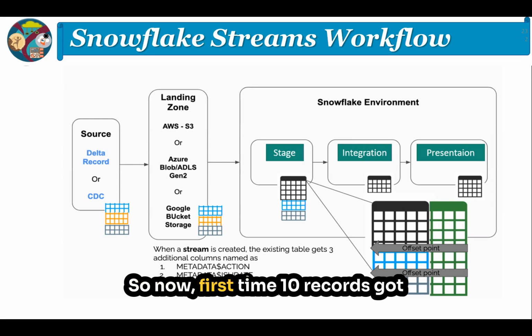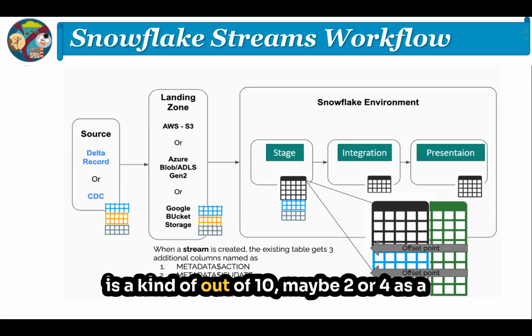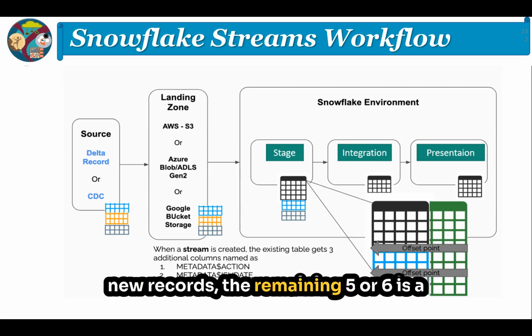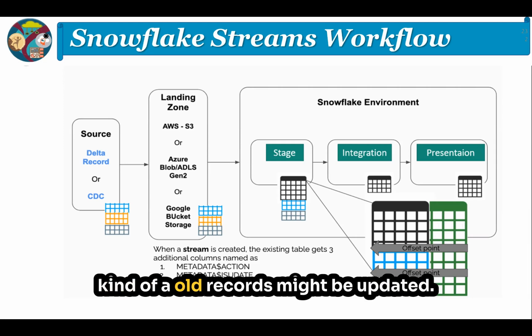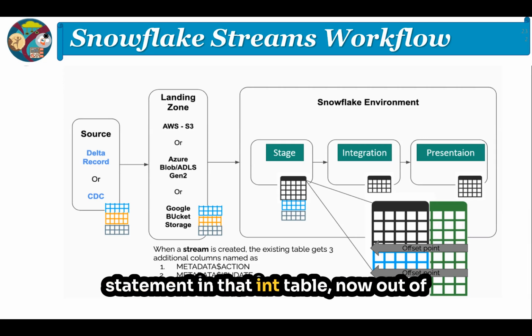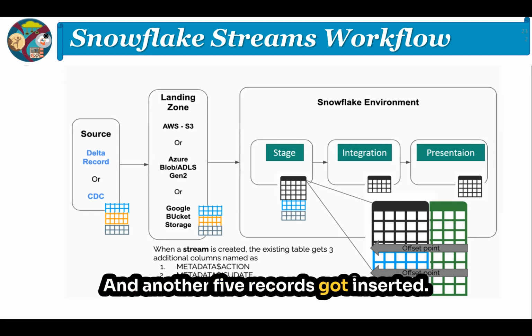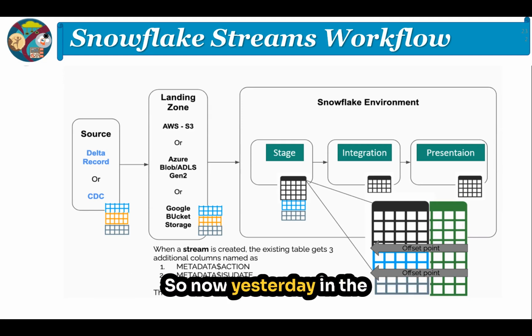So the first time, 10 records got inserted. The next time, out of 10 records, maybe 2 or 4 are new, and the remaining 5 or 6 are old records that might be updated. So when I ran that merge statement on the int table, out of these 10 records, maybe 5 got updated and another 5 records got inserted. So yesterday in the stream, I have 10 records.